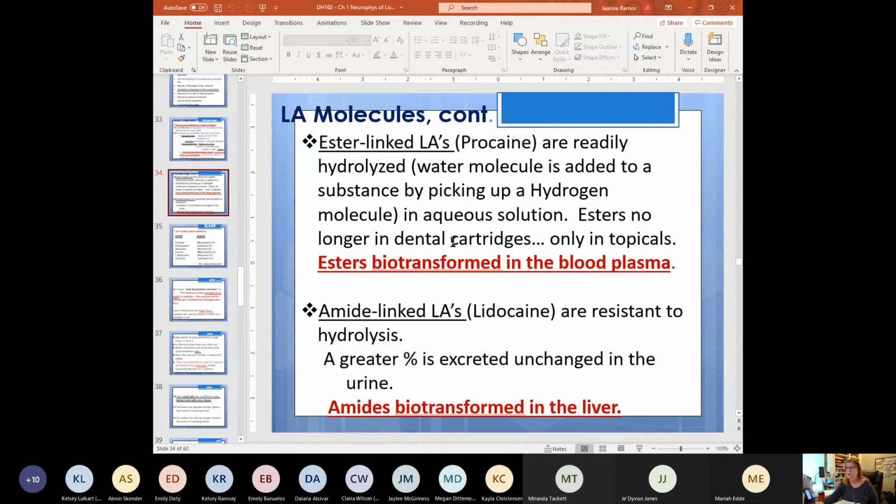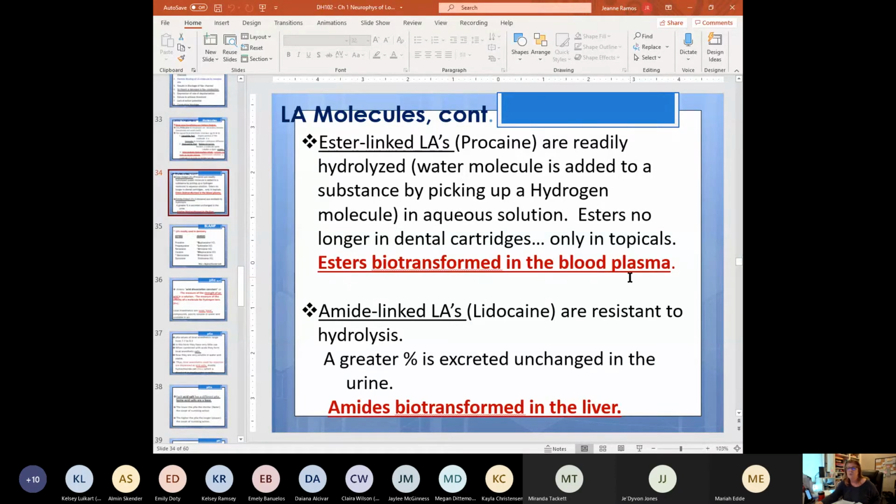Esters are no longer in dental cartridges. They had ester linked local anesthetics like procaine, but we only use them as topicals. They may still be used in hospitals, but there they have a bottle where they take some out. Dental cartridges are already pre-made in their cartridge. So they don't make any of that, only as topicals. An ester linked local anesthetic like benzocaine is only made as a topical.